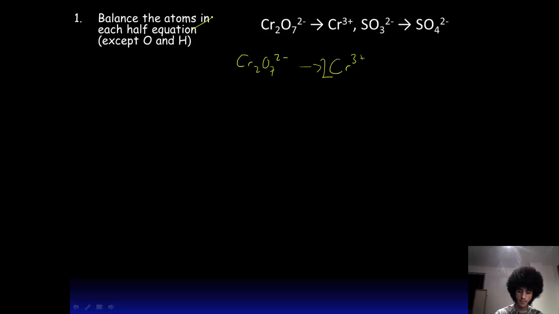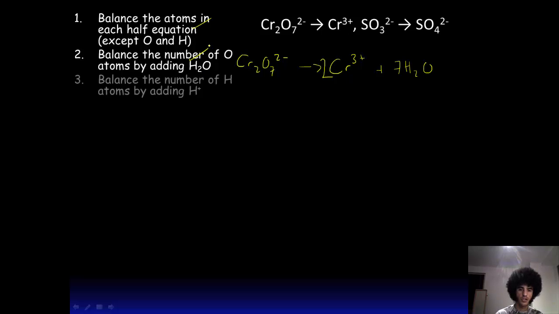I've then got to balance my oxygens. So I've got 7 over here, none over here, so I need to add 7H2O. I've then got to balance my hydrogens. So to balance the hydrogens, I've got 7 lots of 2 hydrogens here, which is 14. I now need 14 here, so I'd add 14H plus. It's getting a bit messy, but we can rewrite it out a little bit later on.